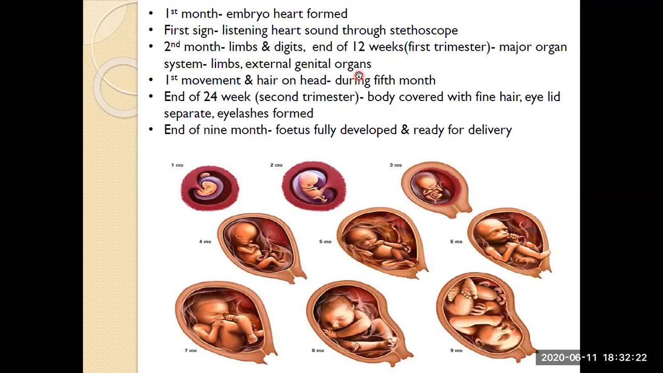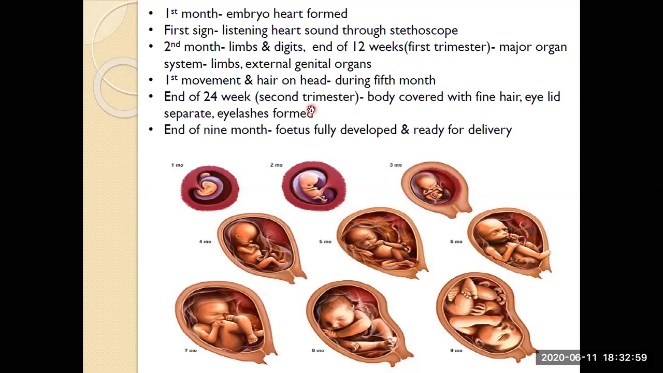That's why this first trimester is very crucial, because all the organ formation takes place during these first 3 months. The first trimester is very important, as it is the formative period. During these 3 months, the formation of different organs, limbs, and digits takes place. The first movement and hair on the head are reported in the fifth month.